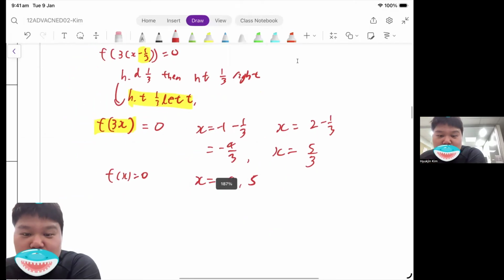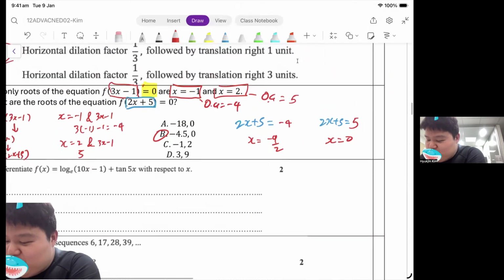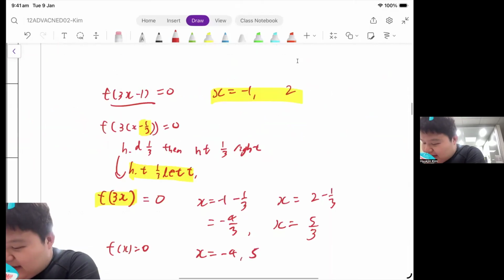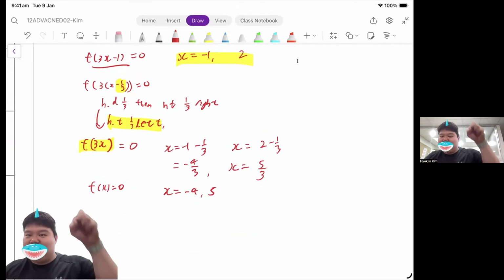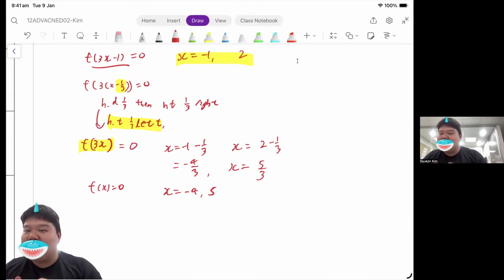So now I get the original points that I already had earlier. Algebraically it was much faster, but I think for graphing transformations, if I think of it as just reversing the processes, it makes more sense for you guys.